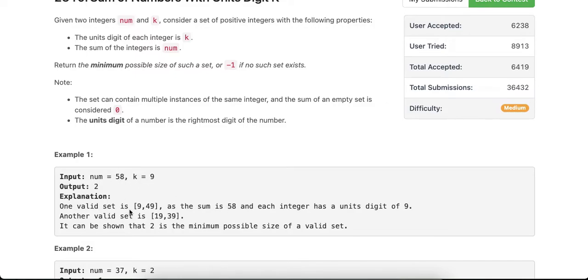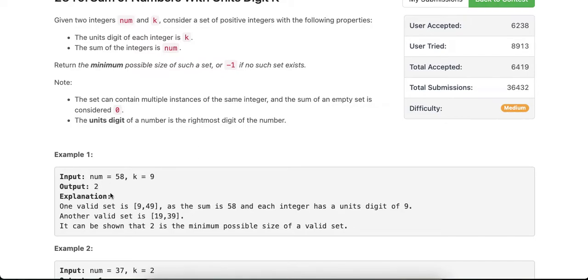It can be proved that nothing possible is less than 2. 2 is already the minimum size of the set. 19 and 39 is also the same. All end with 9, and when you sum them, it results in 58. This is another version of a solution set with size 2.